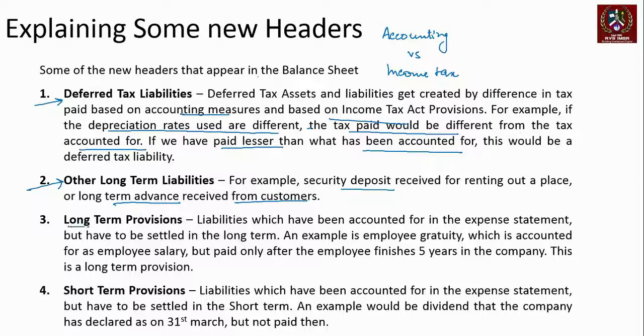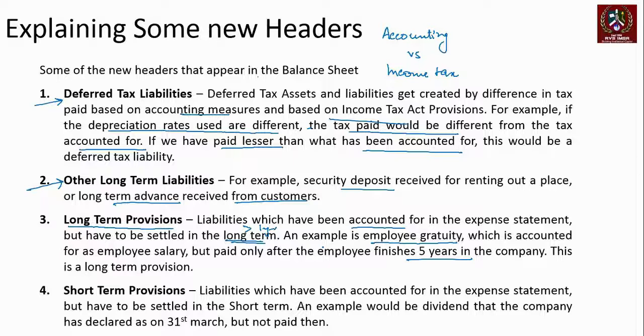Next, we move on to something like long-term provisions. Now, these are some liabilities which have been accounted for in the expense sheet, but they have to be settled in the long run, right? Settled in the long term. Long term is essentially greater than 1 year. An example is employee gratuity. What is gratuity? Once you finish 5 years in your employment in the same company, you get paid out an amount of your salary as gratuity.